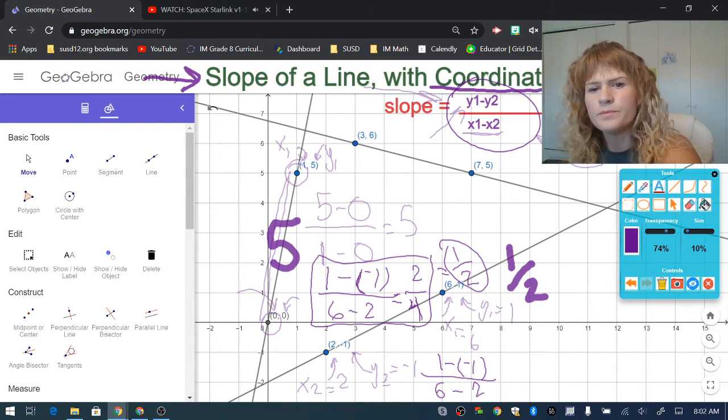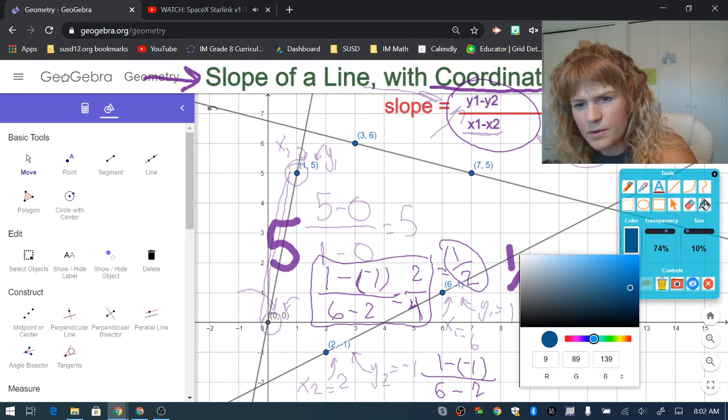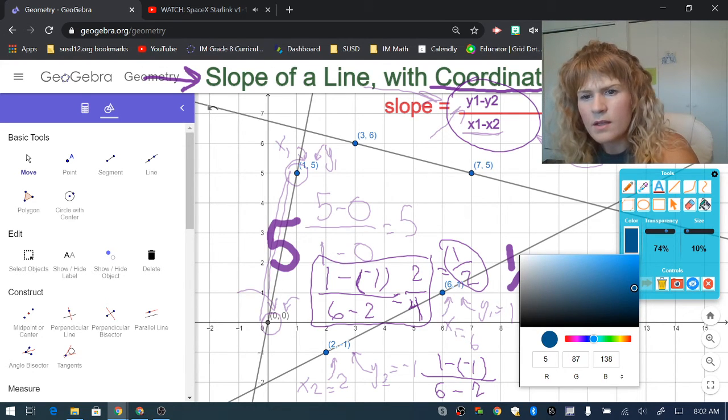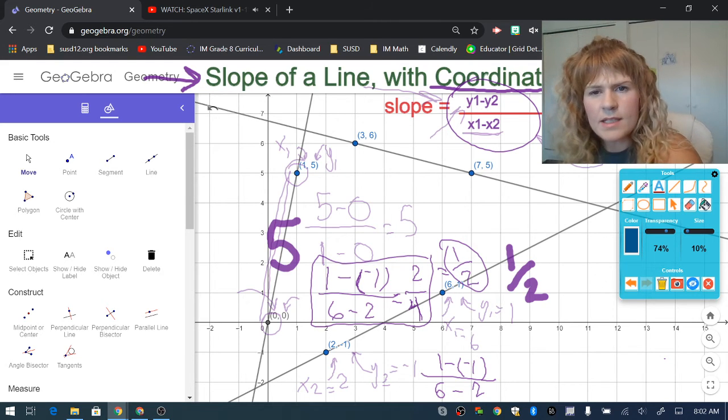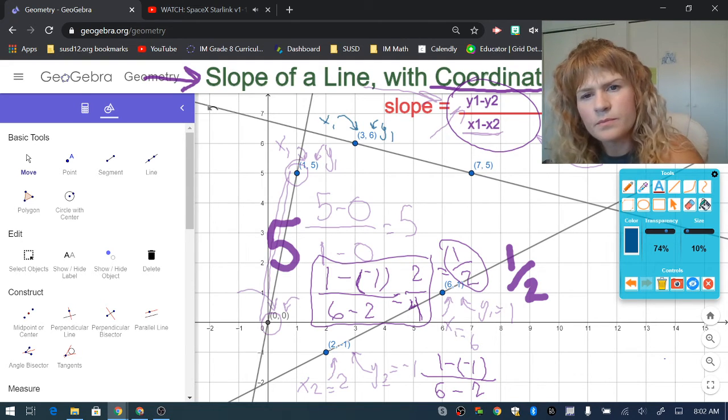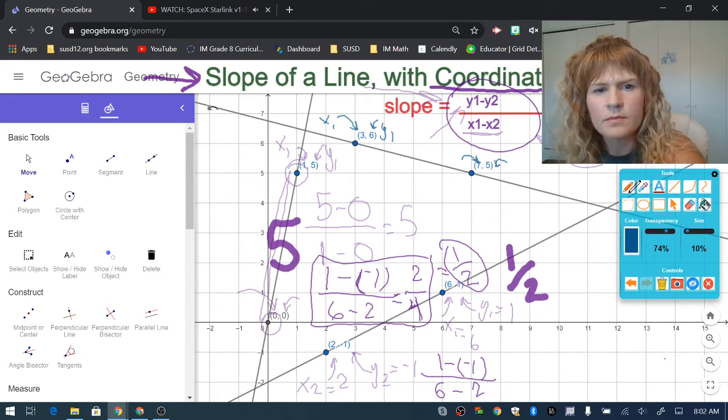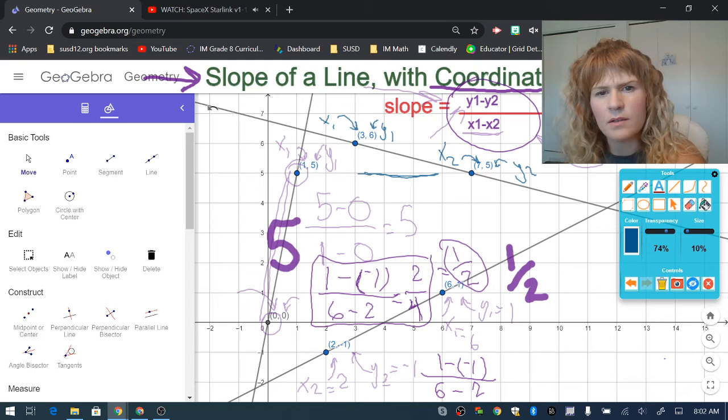Okay, one more to go. I think I'll change colors so I don't get confused. A little blue is nice. Okay, identify your y1, y2, x1, and all that kind of stuff. Let's start here. y1 is 6. x1 is 3. And then what are these points? x2 is 7. y2 is 5. Great, now let's do the math, and I'll squeeze it in right here.